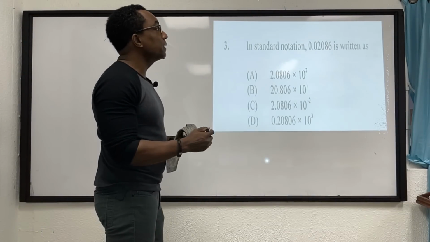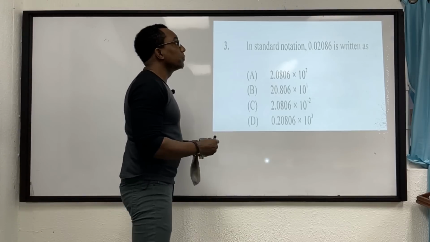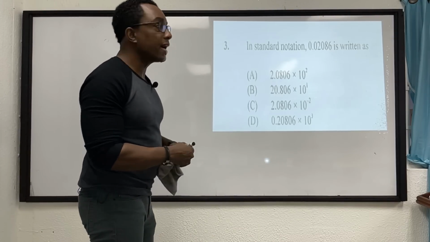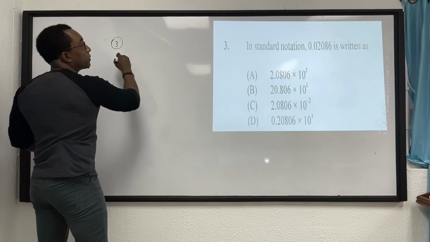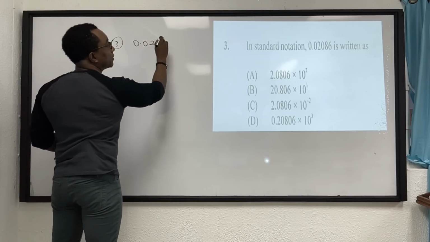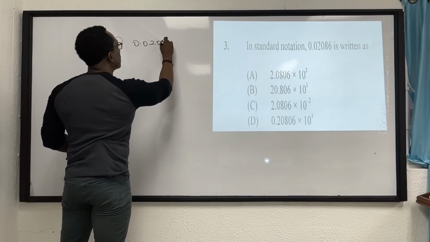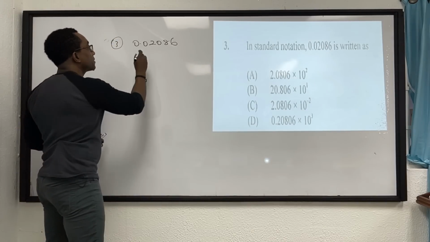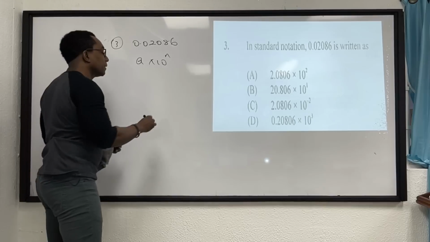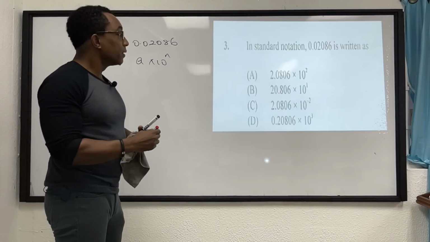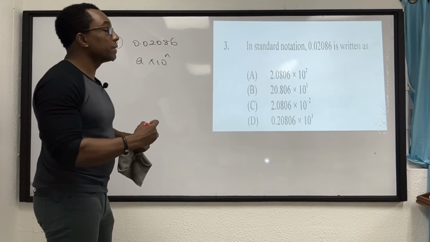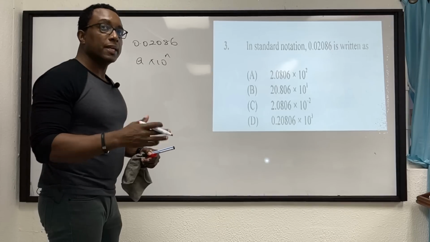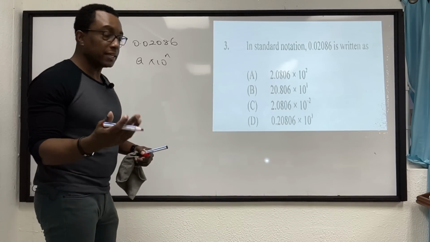In standard notation, 0.02086 is written as, so question 3, so we have to write that number in standard notation. Standard notation means that this number must be expressed in the form a by 10 to the power of n. So a simply means that that number must lie between 1 and 10. It must be more than or equal to 1 but less than 10.